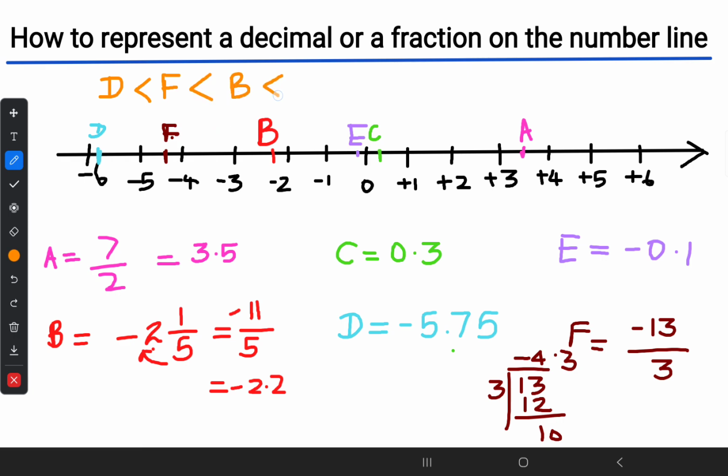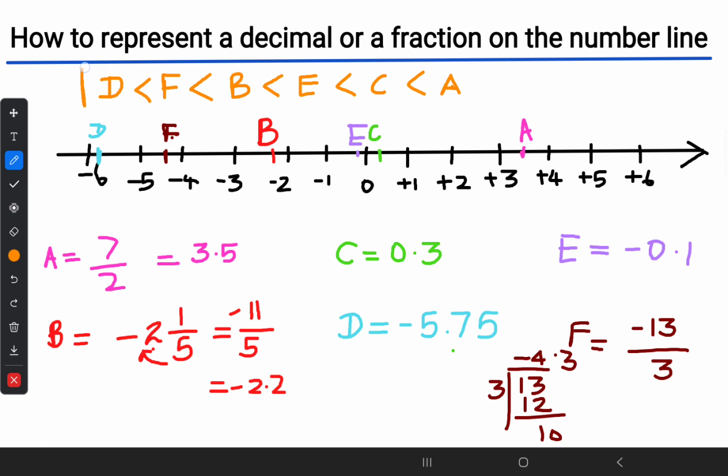E is a little bit greater than B. C is a little bit greater than E. And finally, A is the greatest value amongst all the given numbers. Numbers, fractions, decimals, amongst all these, the greatest one is A, the least one is D. So in between values were classified according to their magnitude and direction.